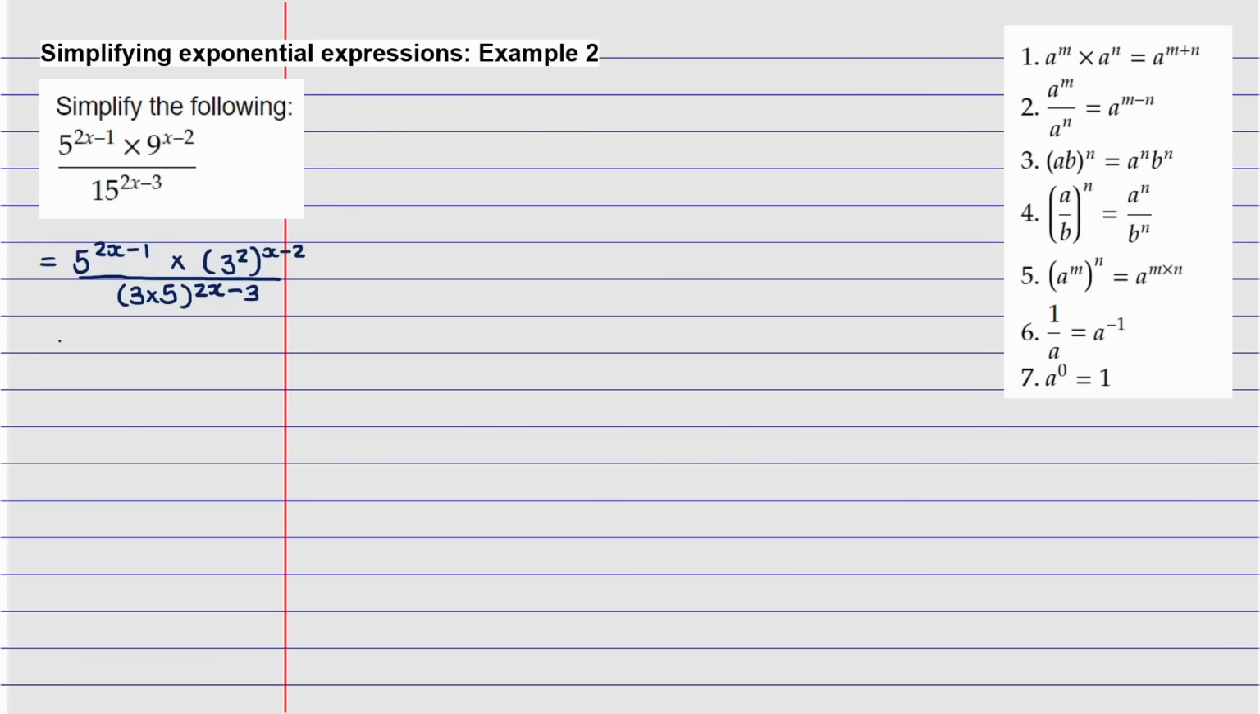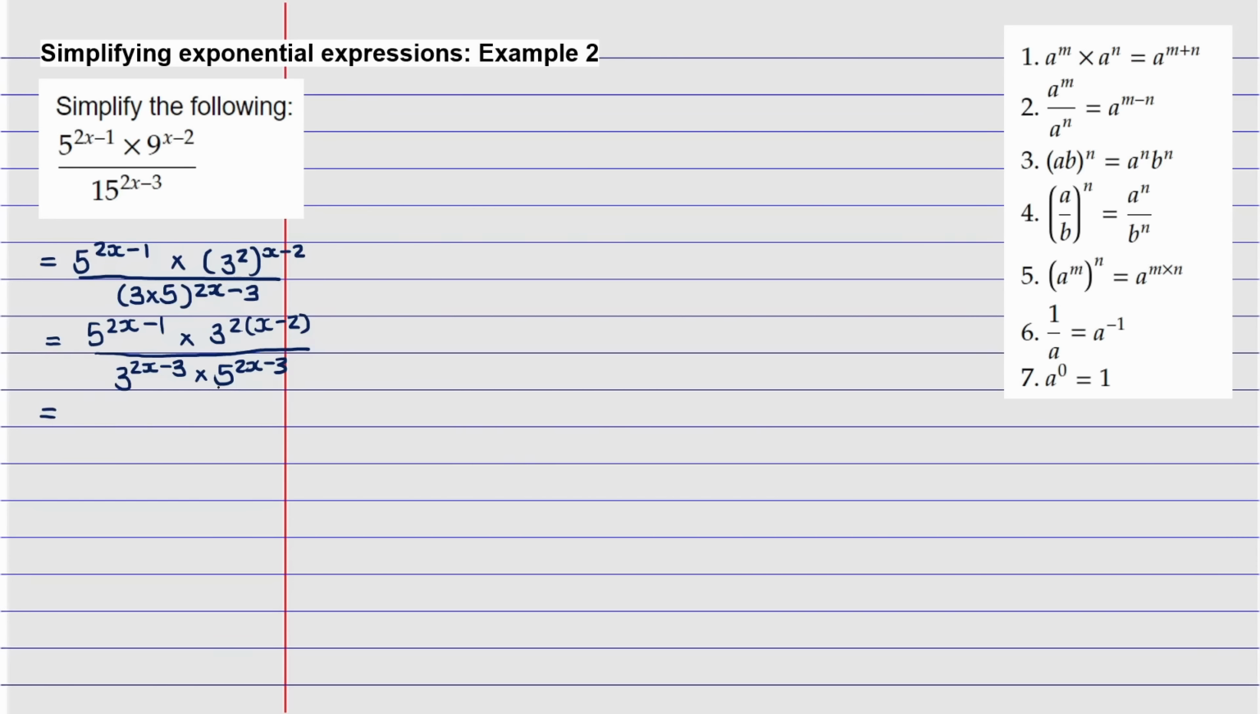So now with that said, we're going to use our laws. We're going to distribute the x minus 2 here, and we're going to distribute the 2x minus 3 here. So this is going to be the same as 5 to the power 2x minus 1, multiplied by 3 to the power 2 in brackets multiplied by x minus 2. And this whole thing is going to be divided by 3 to the power 2x minus 3, multiplied by 5 to the power 2x minus 3.